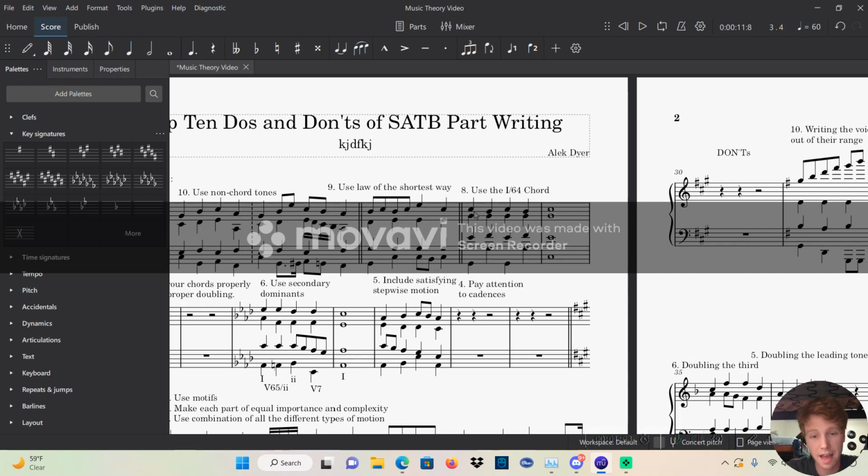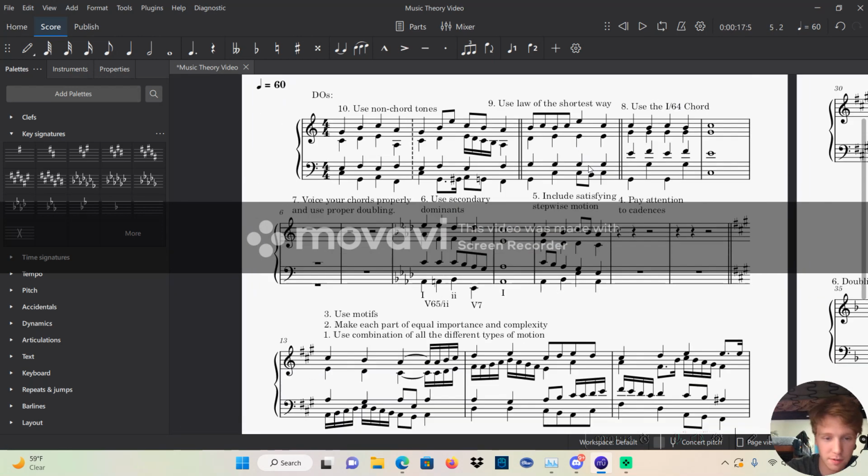Okay, coming in at number eight, we got using the 164 chord. It's a good way to strengthen and lengthen your resolution to your one chord, pretty good. See how amazingly strong that resolution felt.